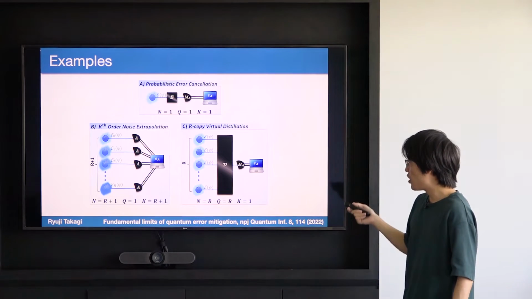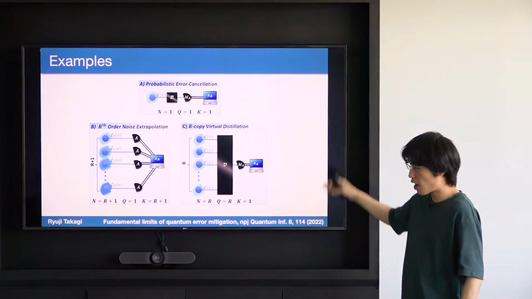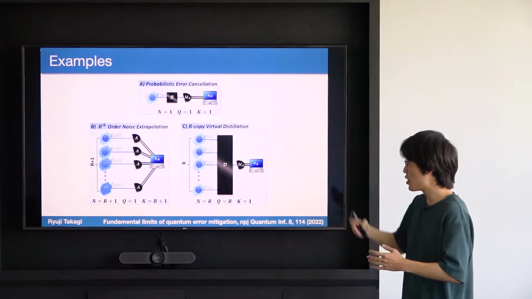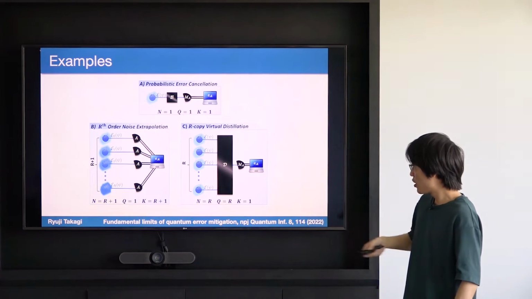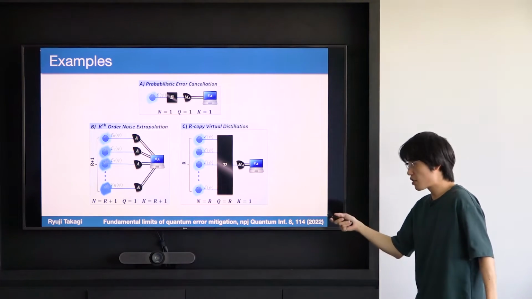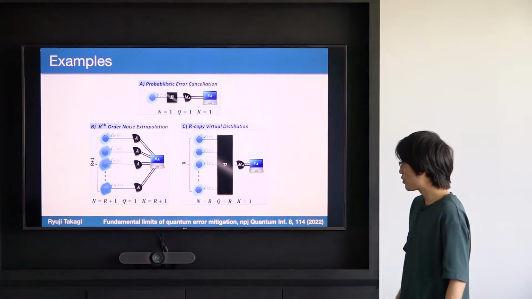Then this R-copy virtual distillation takes R copies of the noisy quantum states, then applies coherent interactions among them, does the experiment many times, and gets the estimate. So this is the Q is R and K is 1 case.